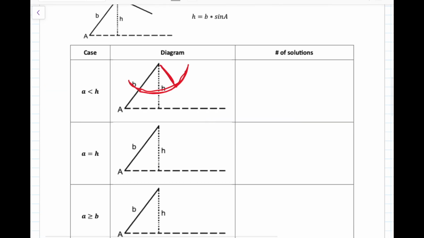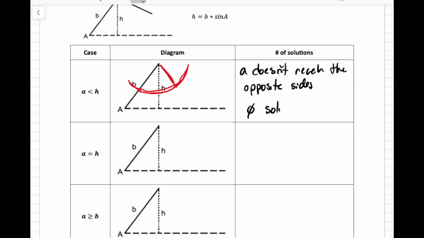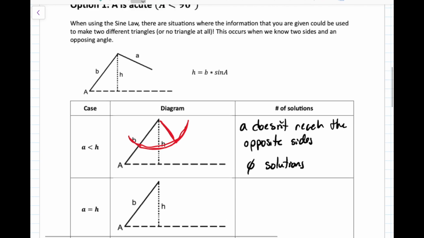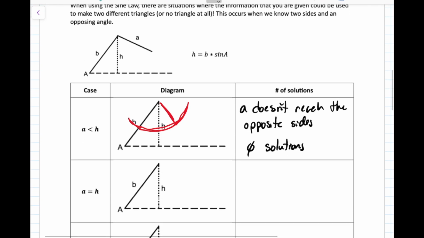And so what we end up with here, since A never reaches the opposite side, that's what we're going to put in here. A doesn't reach the opposite side, which means we have no physically possible triangles using the information we have, and so there's no solutions. Imagine that I told you that side B was a meter long and side A was only, say, 10 centimeters. If you angled side B up enough, that 10 centimeter line is never going to be able to reach down below, especially if you're thinking of this in terms of the ground.